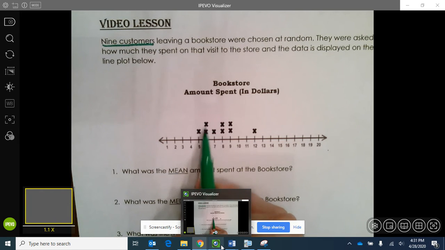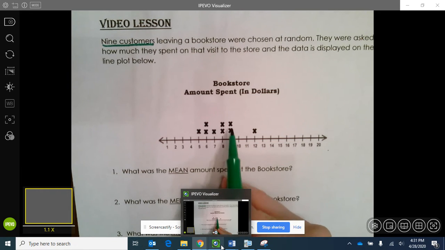Above the number 6, there's 2 x's. So that means that 2 people spent $6. For 7, one person spent $7. For 8, 2 people spent $8. For 9, that means 2 people spent $9, and then we have one person spending $12.